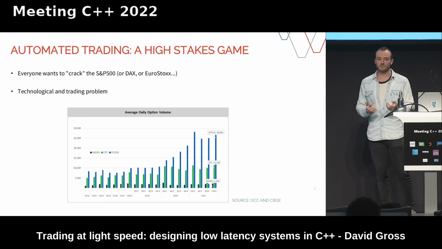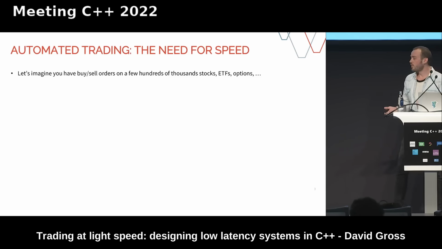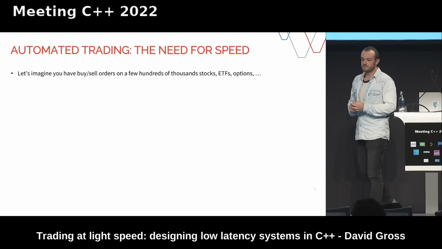You need to be smart at the same time, to come up with a price at which you're happy to sell or buy, because you want to make good trades. But there is a big technological aspect to it, the need for low latency. So now, why do we need such latency?